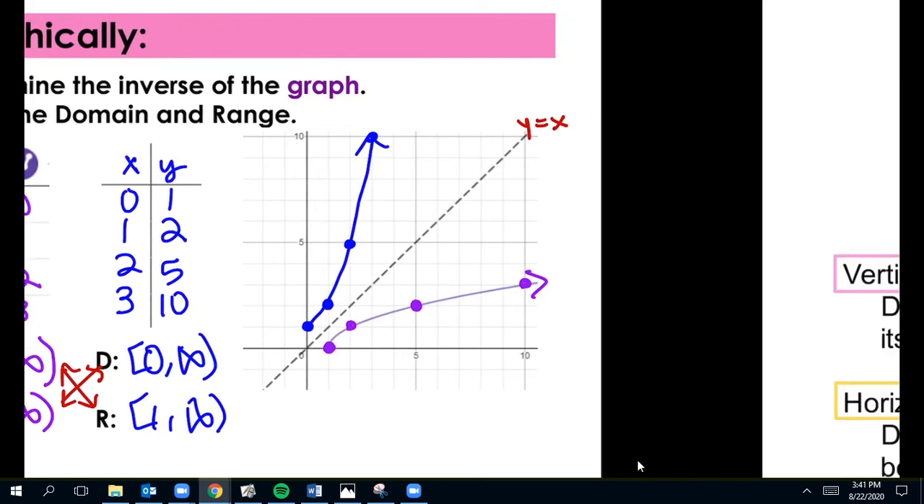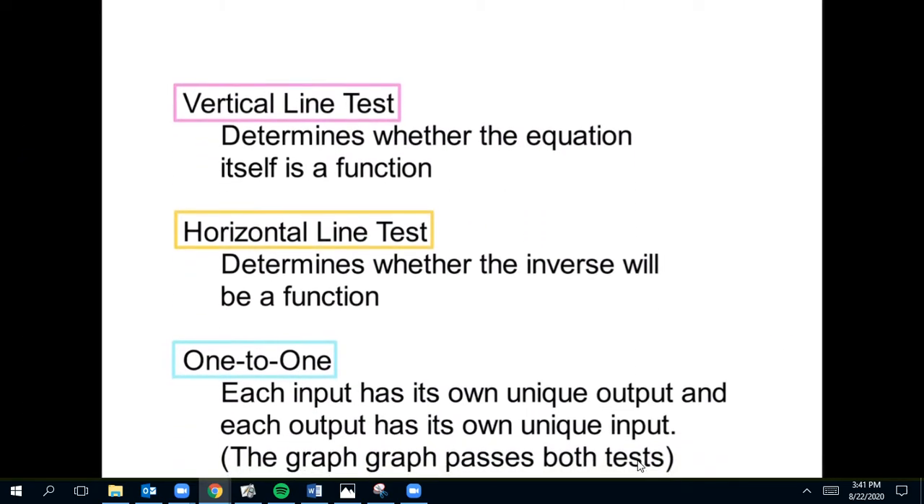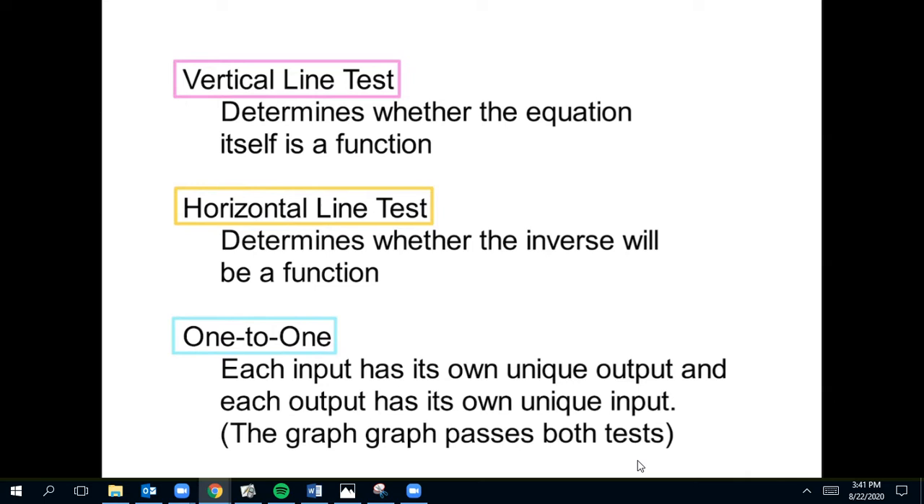Okay, moving along. We have a few other things that help us figure out some properties of inverses. First, you guys remember the vertical line test from functions back in every math class since, I don't know, 6th grade maybe or before. We use the vertical line test to determine if an equation itself is even a function. We can look at the graph to see if there is one input with two different outputs, and that is not a function.